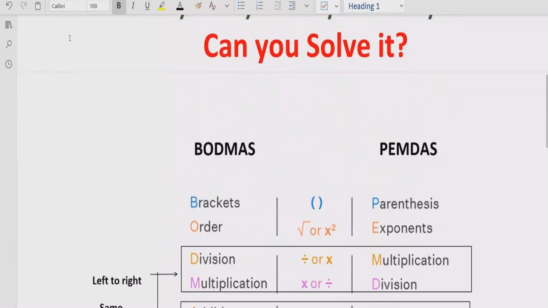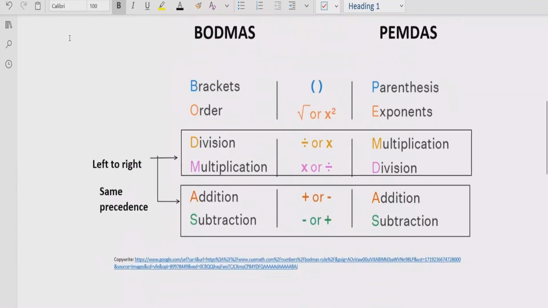Now, let's recall the rules which we can apply to solve any arithmetic expression. The rule says if your expression contains any bracket or parenthesis, you have to solve that part first. After the bracket, you have to see the exponent and power of any number. If your expression contains any number which has a square root, cube root or any root, and also if any number has a power, square, cube or any, you have to solve that part first in your expression.